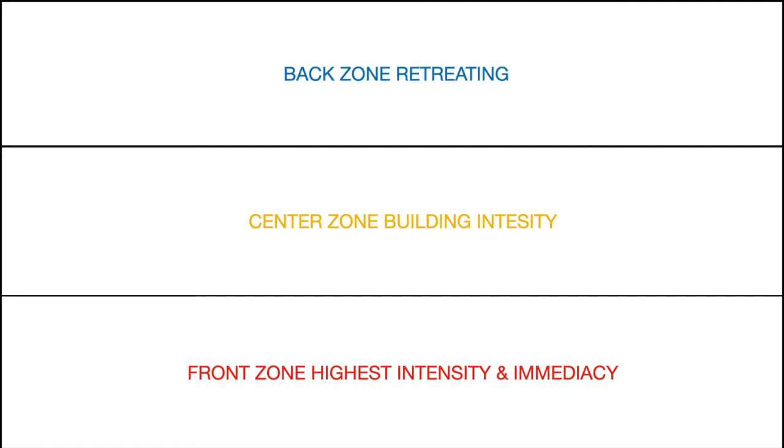We have the middle section, the center zone, that's building intensity. So it could be moving from the back zone toward the front. And then you could also think of it, well, if we're moving away, so say we're in the front zone and then we move into the center zone, that relaxes things a little bit. Okay, so it kind of works both ways. It says building intensity, but it can actually be both directions.